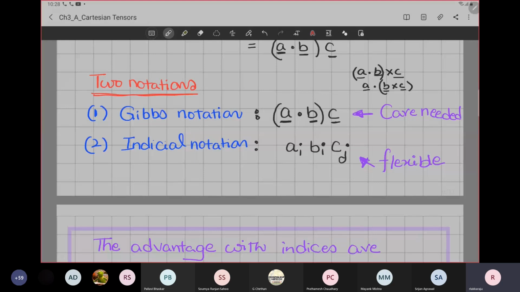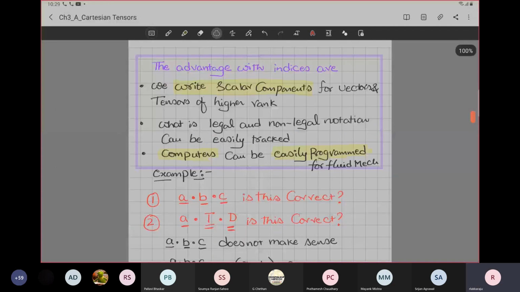Here I need to really care about this. But look at indicial notation: A_i B_i C_j is perfectly fine because these are scalars multiplying with each other. When I vary j equal to 1, 2, 3, I definitely get this vector only, and nothing else. Later we will see a specific example of that. And this is very much required for our fluid mechanics, handling this little bit of maths.